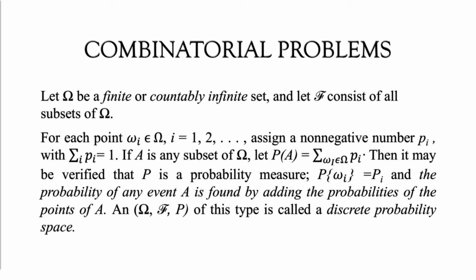Then it may be verified that P is a probability measure, where the probability of the sample space is equal to the sum of the probabilities of the points within it. The probability of any event A is found by adding the probabilities of the points of the set A. And the triple, the sample space, F, and the probability P of this type is called a discrete probability space. Let's start with an example.